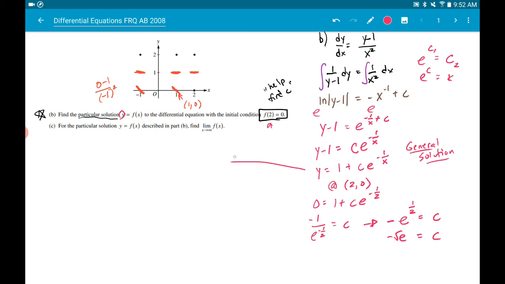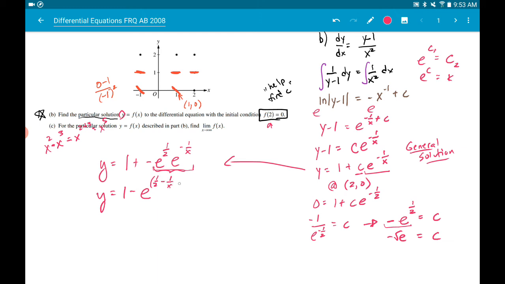All right, almost done. So now I'm going to take that, and I've got 1 plus c, but c is this. So I have negative e to the 1/2, and then I have this other e hanging out here, e to the negative 1 over x. And if I use properties of exponents, remember when you multiply exponents, you really add them: 2 plus 3 equals x to the 5th. So we could write this as 1 minus a constant, and then we have e to the 1/2 minus 1 over x. And that would be a legit answer for part B.